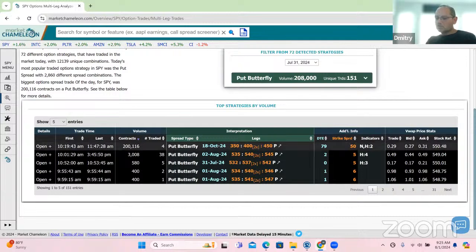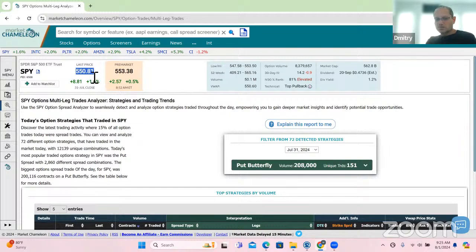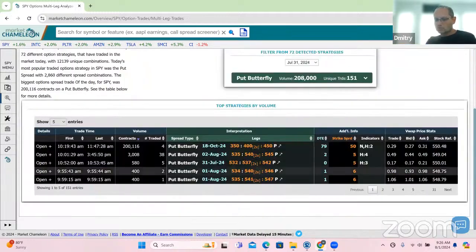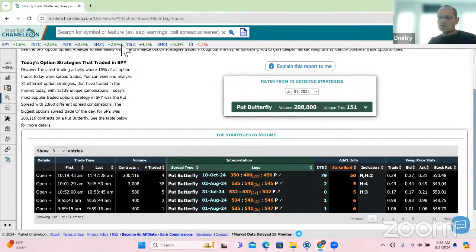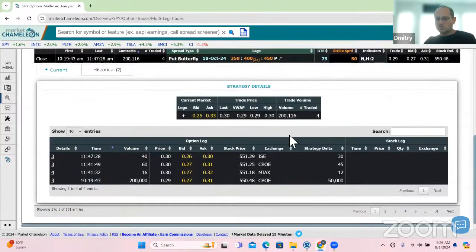And then what was the stock reference? If we weighted by the trades, it was 550.48. Okay, so 550.48, and the stock closed 550.81, close to where the stock closed. And if we want to get more details on it, we open this up. And then once you hit open, you get this window that gives you more information.